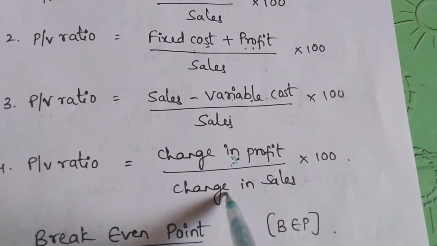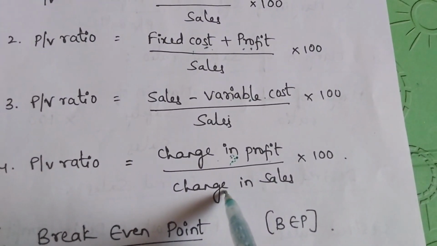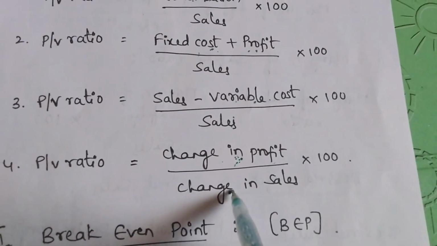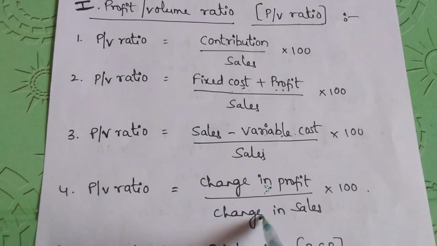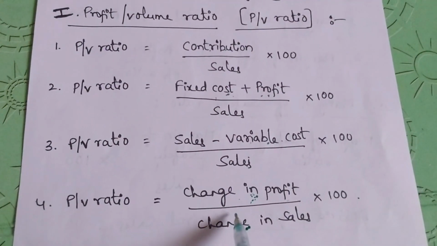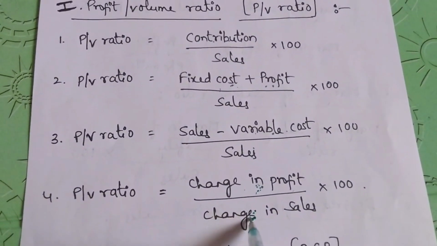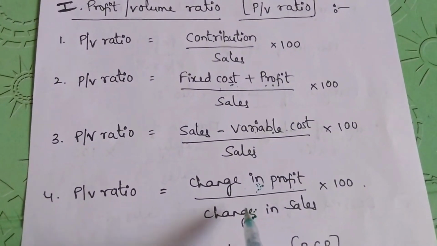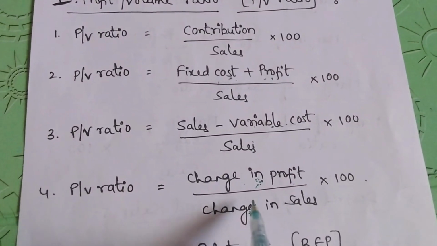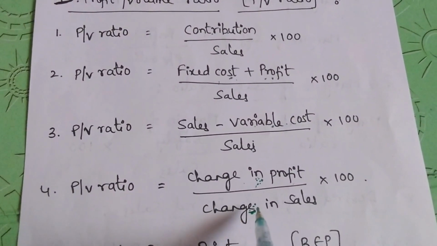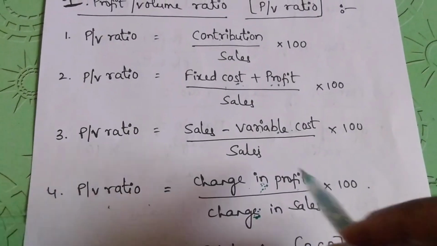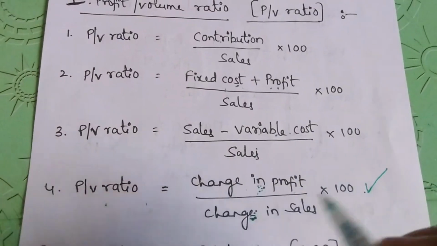Change in sales means 2 years' sales will be given. We have to deduct 1 year's sales from the other year, and whatever value we get, that should be recorded here. So you may get a doubt. These 3 formulas are looking different compared with this. So when to use this formula? Especially this formula will be used for the problems where details of 2 years are given, and they are asking us to find out PV ratio. Then we have to use this formula for finding out the PV ratio.